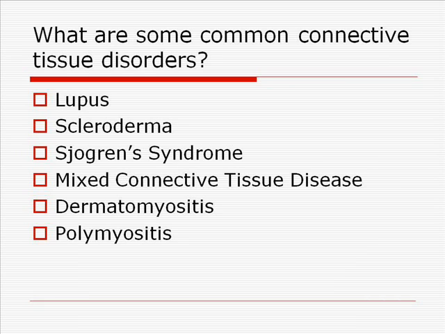Tissue containing abundant collagenous fibers is called dense connective tissue. It appears white, which is why they're called white fibers. Tissues that have sparse collagenous fibers are called loose connective tissue.